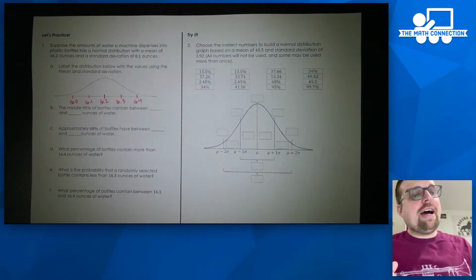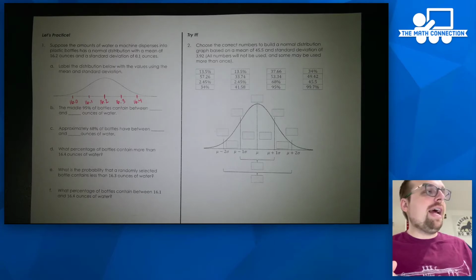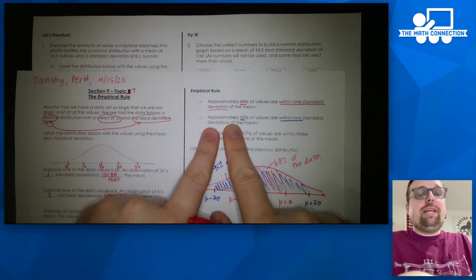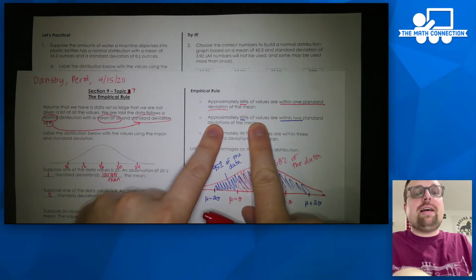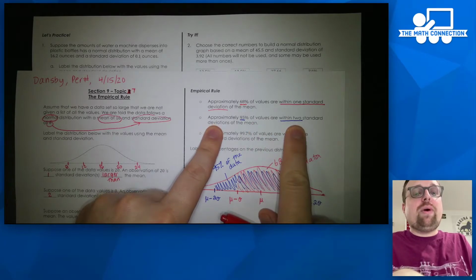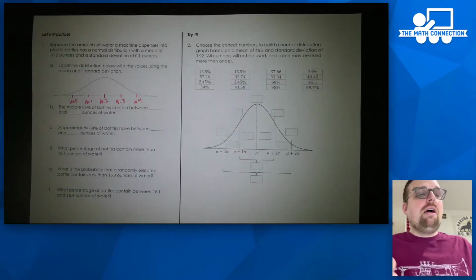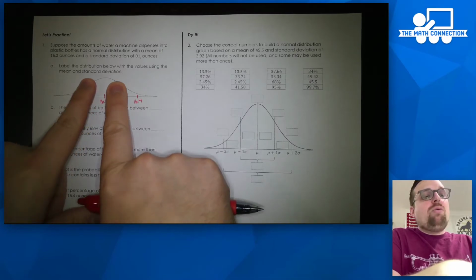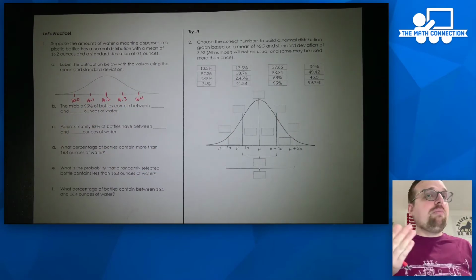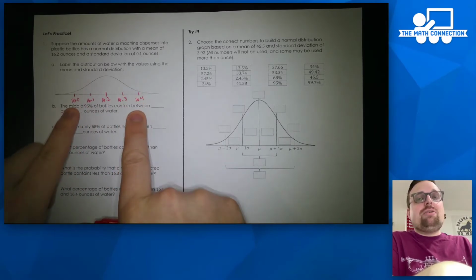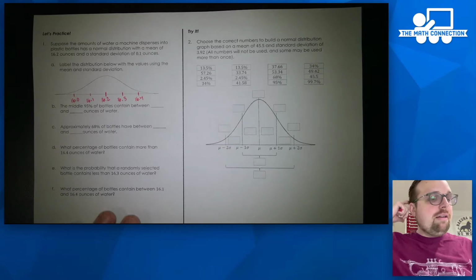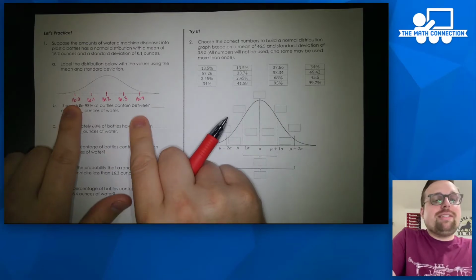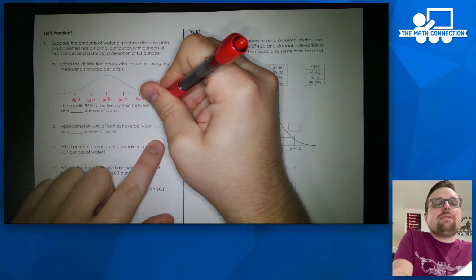Okay, the middle 95% of bottles contain between what ounces of water? Well, remember, according to our empirical rule, if I go back to my last page, the empirical rule says that 95% of the time I'm going to land within 2 standard deviations of the mean. So this is the mean. This range right here is 1 standard deviation away, whether it's above or below, and this is 2 standard deviations away, above and below. So the middle 95% of these water bottles are going to contain between 16 and 16.4 ounces.